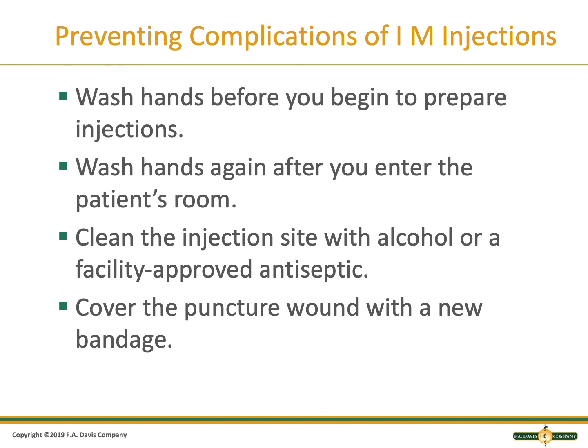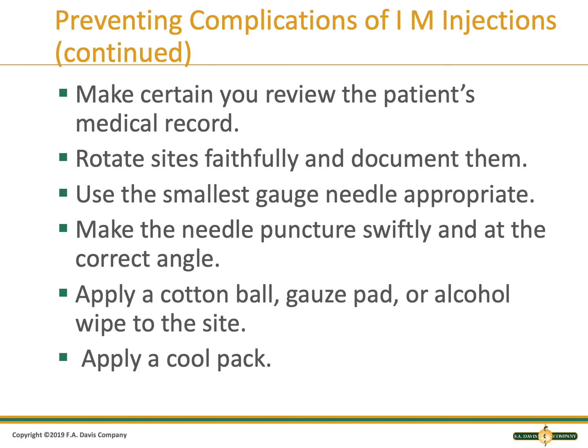And the 2 preferred sites for the IM injections are the ventrogluteal and the deltoid. Make certain you review the patient's medical record, rotate the sites if they are getting several injections. Use the smallest gauge needle that's appropriate within that right range. Make sure the needle puncture is swift and at the correct angle. Apply a cotton ball, gauze pad, or alcohol to the site and apply a cool pack.